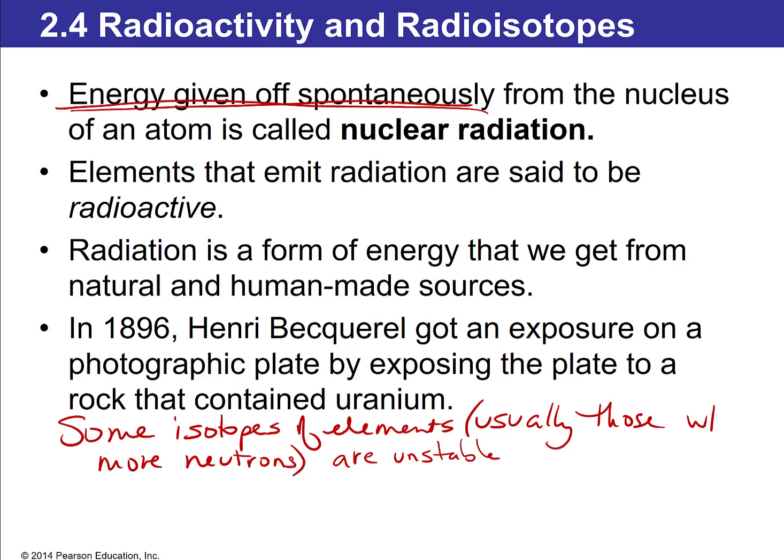So it may change its proton-neutron numbers. It may actually push or shoot energy out, which creates nuclear radiation. Sometimes it's just energy. Sometimes it can actually be particles that get shot out as well. So this is really a new branch of chemistry because this wasn't really described until the 1900s. So you're only talking about something that's about 120 years old.